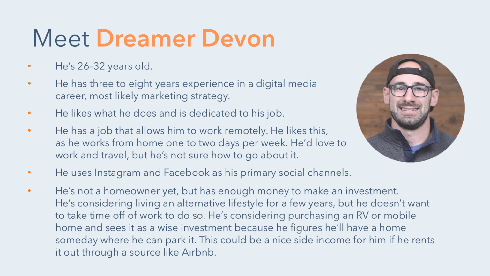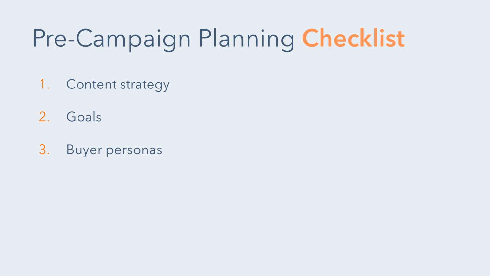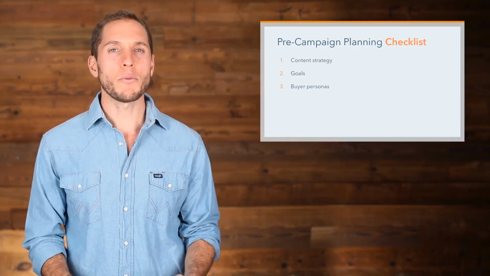He's considering living an alternative lifestyle for a few years, but he doesn't want to take time off work to do so. He's considering purchasing an RV or mobile home and sees it as a wise investment because he figures he'll have a home someday where he can park it. This could be a nice side income opportunity for him in the future if he rents it out through a source like Airbnb.